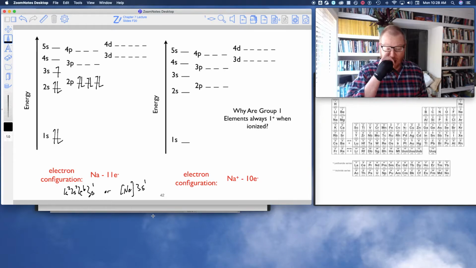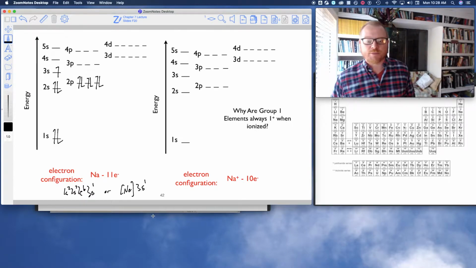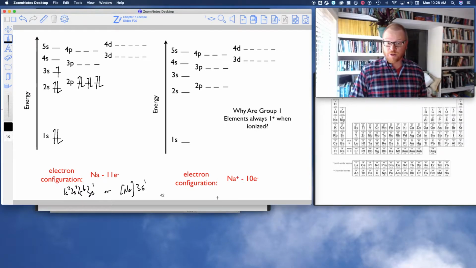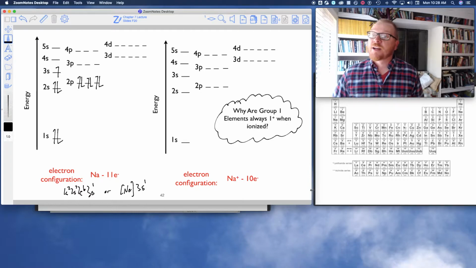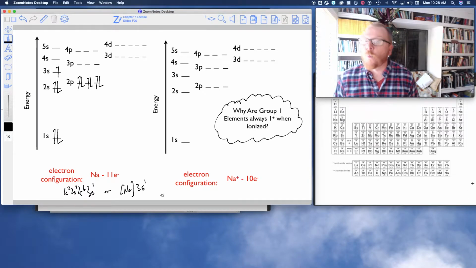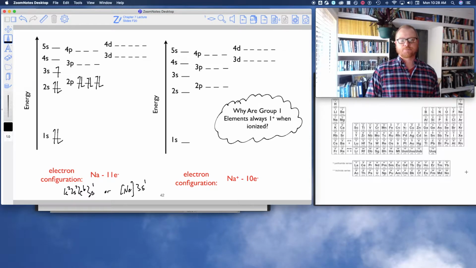Okay, so now I'm going to divert from filling out the rest of the atoms, and we're going to talk about a really interesting phenomenon. Why are group 1 elements always +1 when ionized? Right, so think back to this. We know that hydrogen, lithium, sodium, potassium, rubidium, cesium, francium, they're always +1 when ionized.